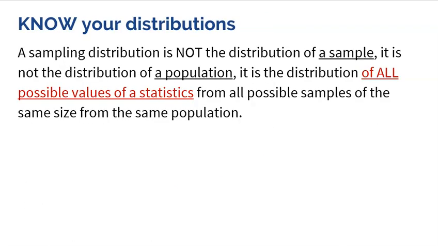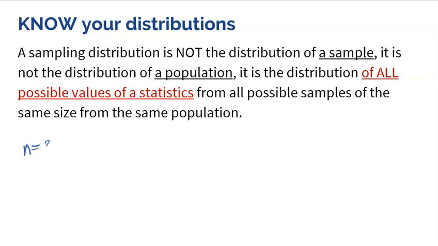So, whoa boy, the whole unit is called sampling distributions. By now, if you need to pause and go back, please do so. I hope by now you understand what a sampling distribution is. But now what I want you to know is what it's not. A sampling distribution is not the distribution of a single sample. It's not the distribution of the entire population. It's a distribution of all possible values of a statistic from all possible samples of the same size from the same population. So, let's try to break this down.